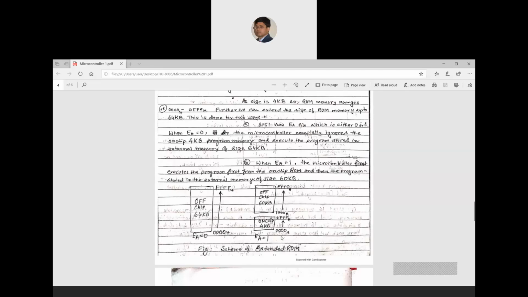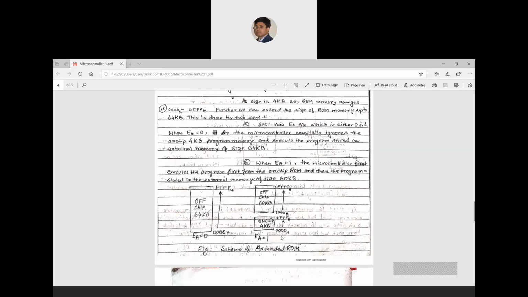So from the external ROM, from the address 1000 to the end address, I can access. That gives me 60 kilobytes of memory space, and internally I have 4 kilobyte. That makes a complete 64 kilobyte ROM size, part internal and part external.